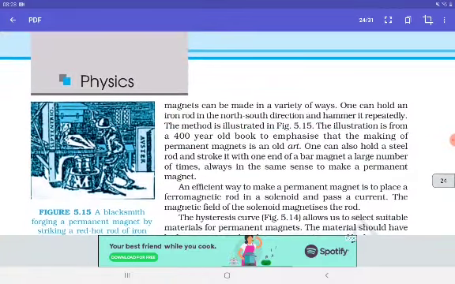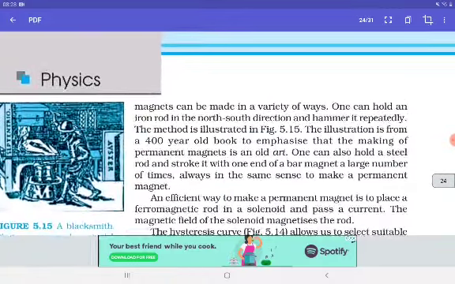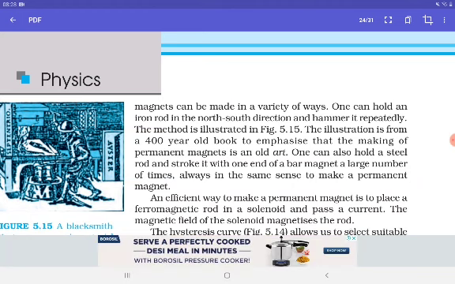Permanent magnets can be made in a variety of ways. In one, one can hold an iron rod in the north-south direction and hammer it repeatedly. The method is illustrated in figure 5.15. The illustration is from a 400-year-old book to emphasize that the making of permanent magnets is an old art.